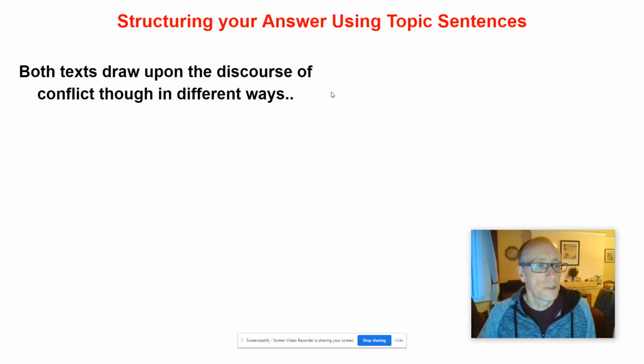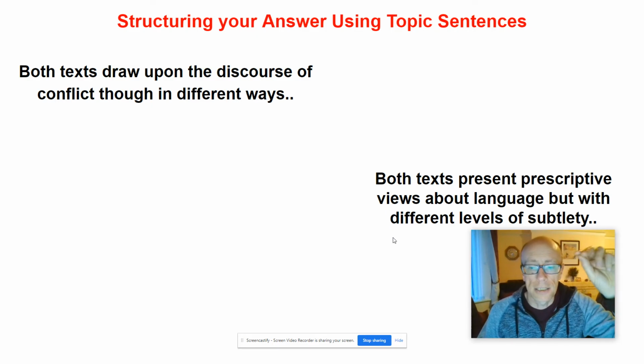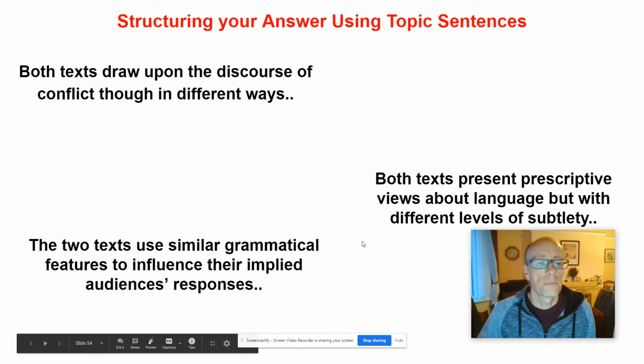Here's some examples. Both texts draw upon the discourse of conflict, though in different ways. There you go. So that sets you up for a really nice paragraph that's about these discourses of conflict through the two texts. Both texts present prescriptive views about language, but with different levels of subtlety. It's a nice comparison because it's saying, well, they're similar, like both texts are prescriptive, but actually there is a difference between them. So straight away in these topic sentences, you're getting tick, tick, tick for your AO4, your comparison.